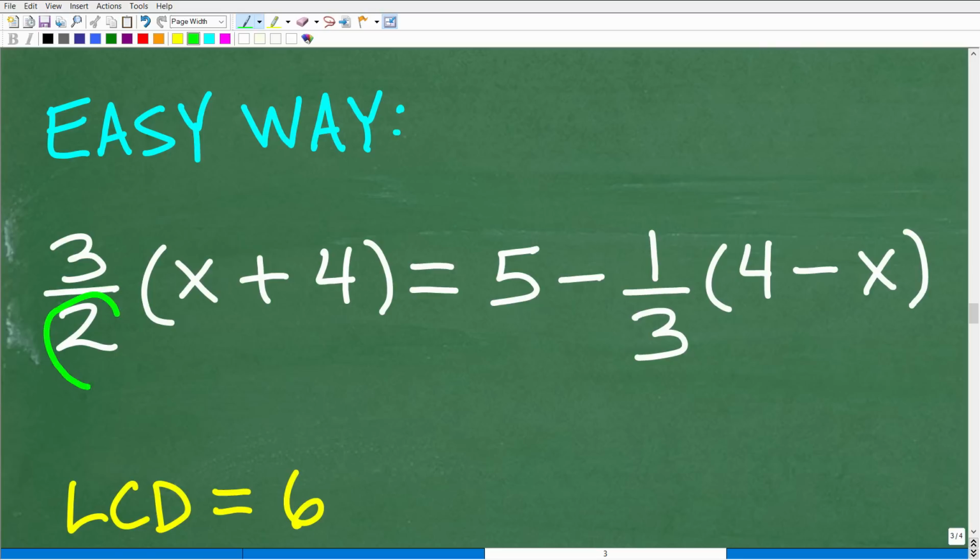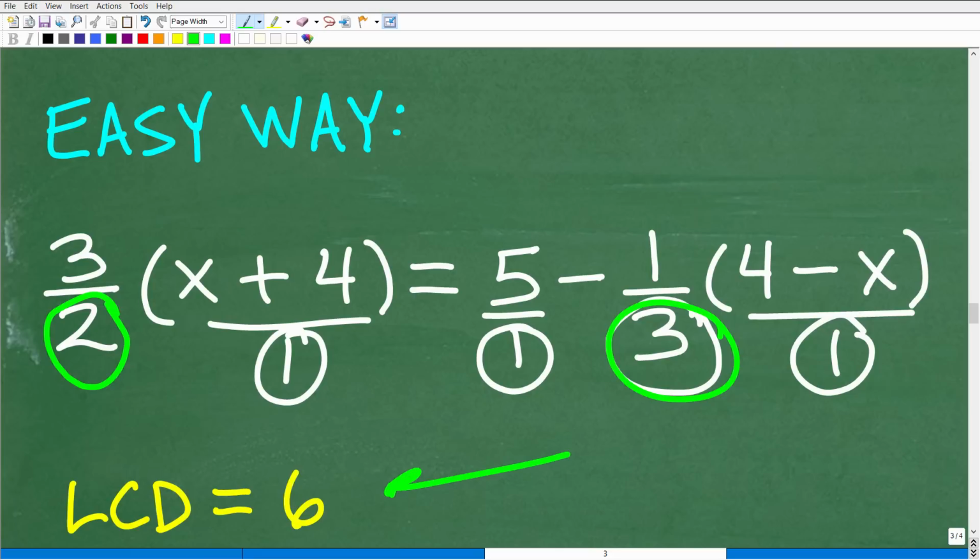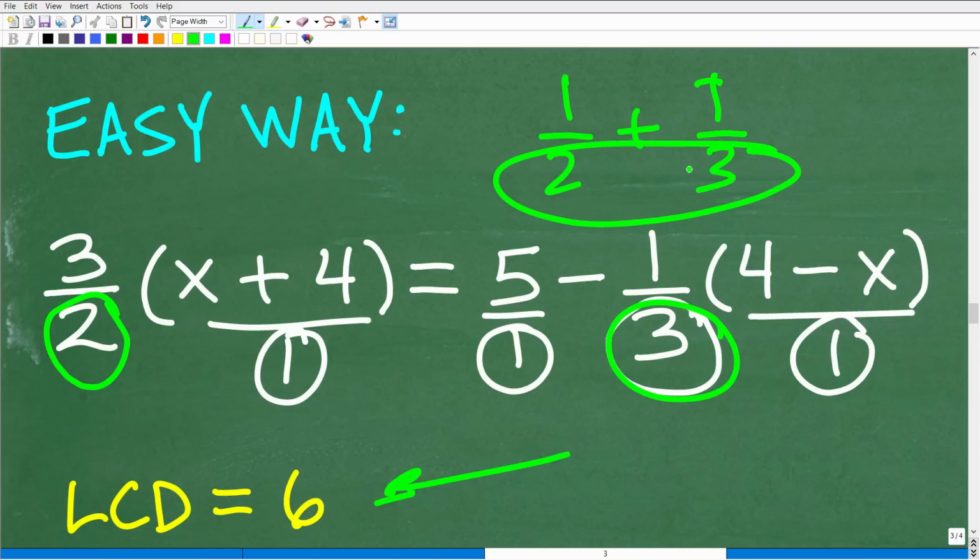So we have 3 halves, so here 2 is our denominator. You might be thinking, well, what's x plus 4? Technically that's over 1, so this is the denominator of 1. 5 is 5 over 1, that's its denominator. Here we have a 3, and then we have 4 minus x over 1. So really, what we need to do is find the LCD where we have fractions, the denominators 2 and 3. If I was trying to do 1/2 plus 1/3, the LCD is 6. So you need to get the LCD.